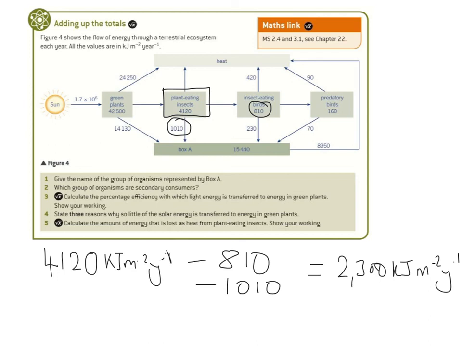And if you weren't exactly sure how to do that, then you could just go and double check that the other ones were done like that, sort of to prove that you were right. So for example, if we take the green plants, that was 42,500 again, minus 4,120, because we know that got passed on there, minus 14,130, because we know that got past the box A. If you do the maths on that, that leaves you with 24,250.